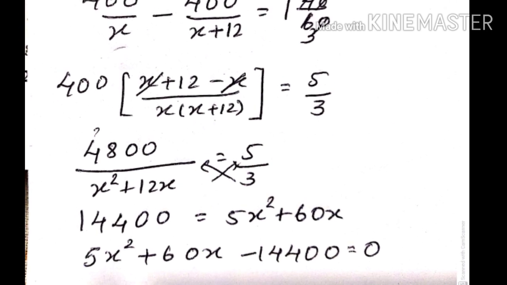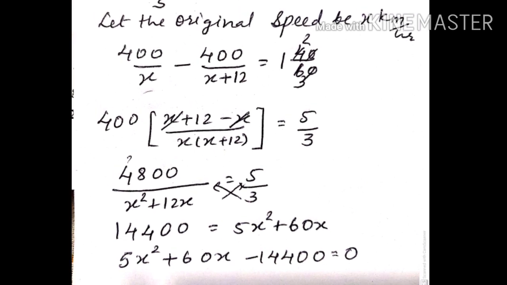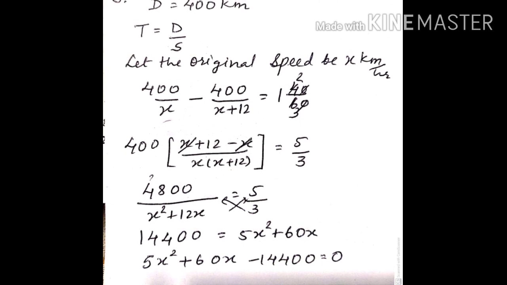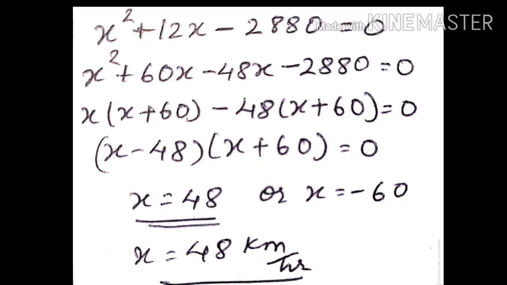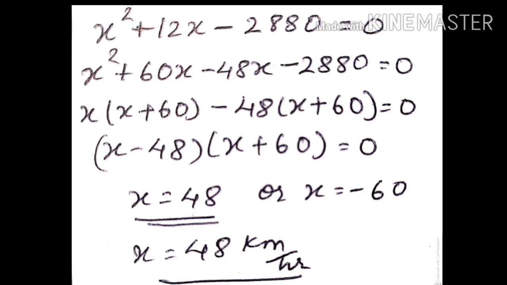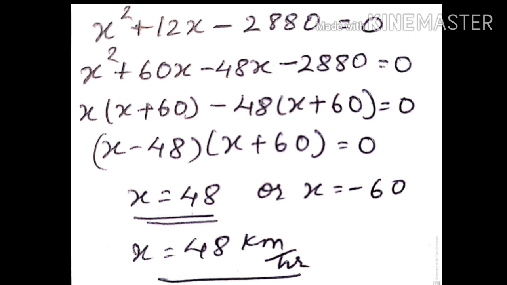Now solving this equation, but for solving you have to first observe whether it is possible to reduce it. Yes, as 5 is common in all the three terms, we can divide the equation by 5. So dividing the equation by 5, we get x square plus 12x minus 2880 is equal to 0, which is reduced now. So now find the factors of 2880 and get our middle term accordingly, with factors 60 and minus 48. And then we take the factors like x minus 48, x plus 60 is equal to 0. So we get two x values, one is 48 and one is minus 60.